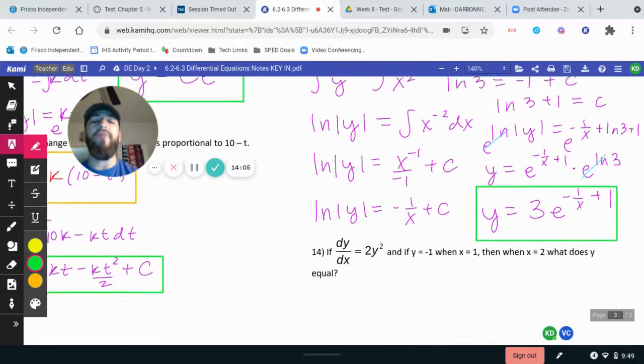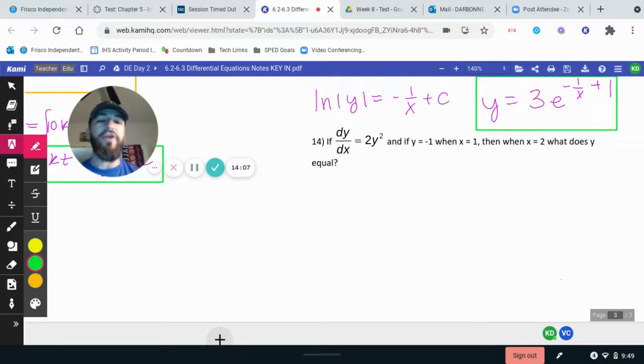All right, let's talk about 14. 14 isn't an FRQ, but it is a question you'll see. It shows up as a multiple choice question a lot. It's not too terrible. It just has an extra step tacked on. So if dy over dx is equal to 2y squared, and if y is equal to negative 1 when x is equal to 1, then when x is equal to 2, what does y equal?